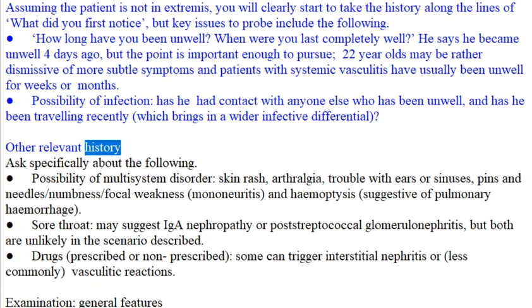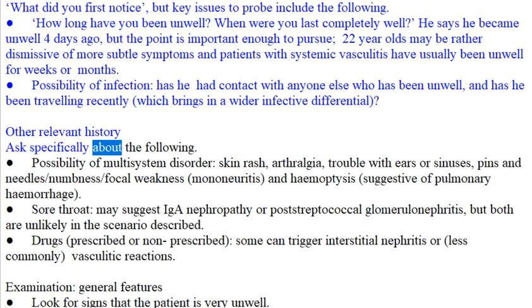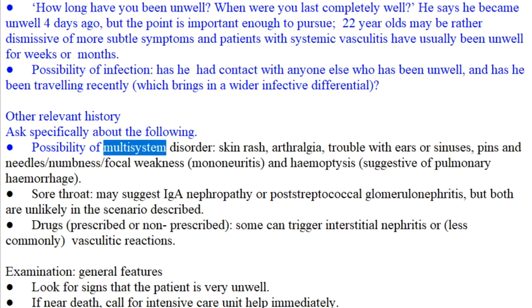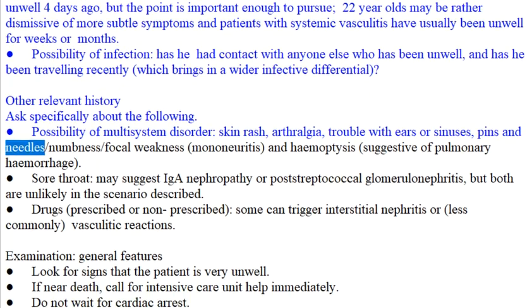Other relevant history. Ask specifically about the following. Possibility of multi-system disorder: skin rash, arthralgia, trouble with ears or sinuses, pins and needles, numbness, focal weakness, mononeuritis, and hemoptysis, suggestive of pulmonary hemorrhage.